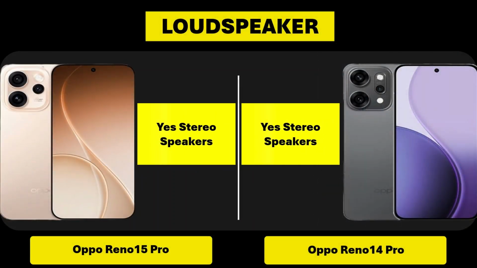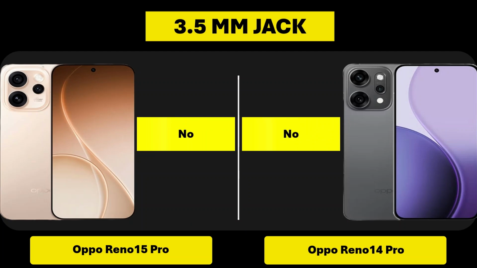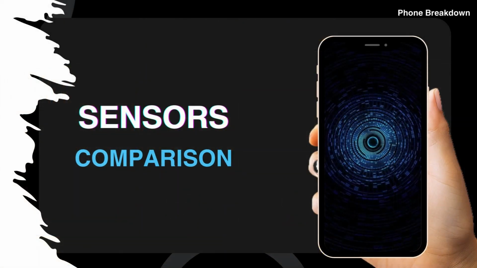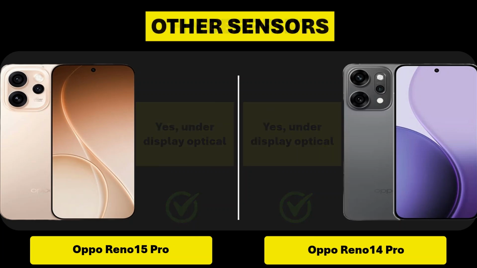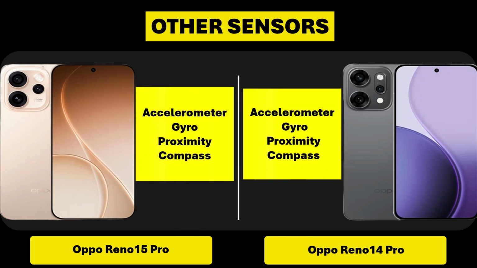Both phones include stereo speakers. Neither phone includes a headphone jack. Both have under-display optical fingerprint sensors. Both models come with accelerometer, gyro, proximity, and compass sensors.